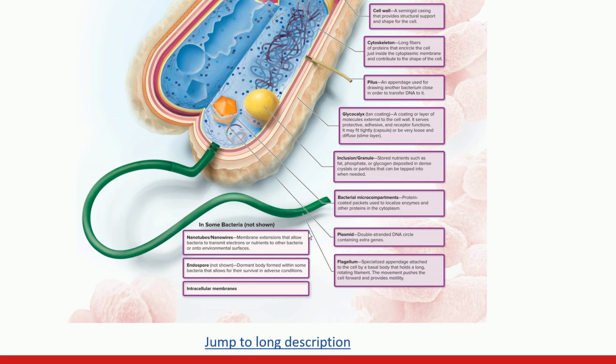Flagellum. This is the flagellum. This is a long appendage, and it is used by the bacteria for movement, for motility. Some of the bacteria can also have features like nanotubes and nanowires. They are basically membrane extensions that allow bacteria to transmit electrons or nutrients. These are special structures used by bacteria for the exchange of some of the nutrients.